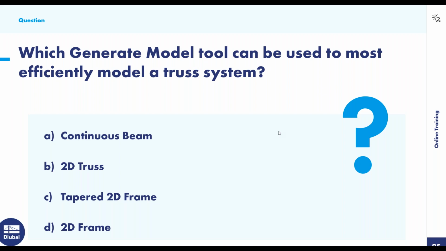All right, so the question was, which generate model tool can be used to most efficiently model a truss system? The options were continuous beam, 2D truss, tapered 2D frame, or 2D frame. And the best option is to use the 2D truss tool. This is the most efficient way to model a truss system with an RFEM instead of having to do it manually. So we can go back and take a look at our results that ran.